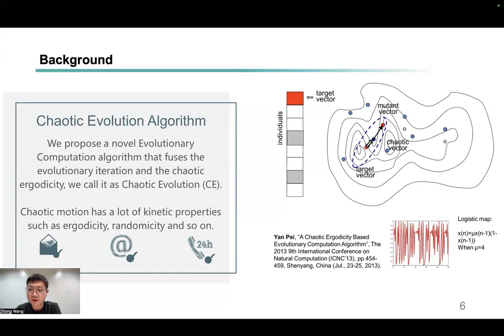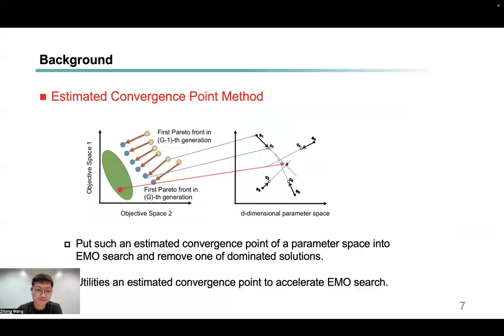Choose one individual to be the target vector. We can generate a mutant vector by a formula. Then the chaotic vector is generated by crossing the target vector and the mutant vector. The chaotic vector is an offspring that comes from the target vector by simulating the chaotic behavior in the search space.